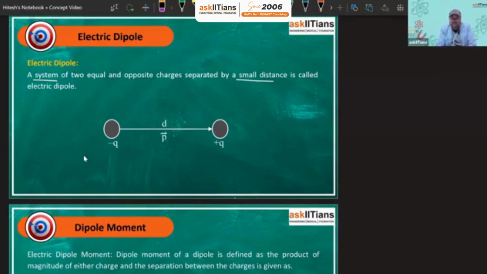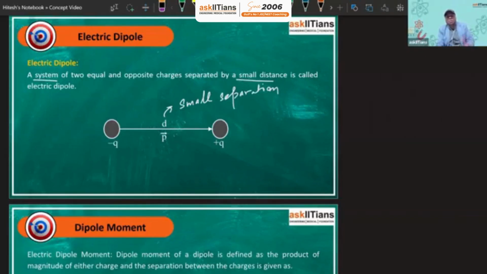As you can observe from this diagram, we have a negative charge -q here and a positive charge +q here, and there is a separation d. This is the small separation d. So this system is an electric dipole.